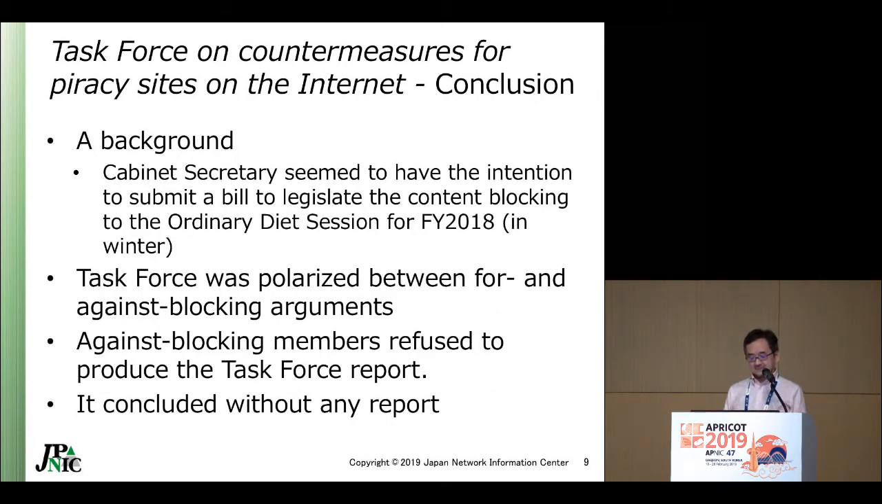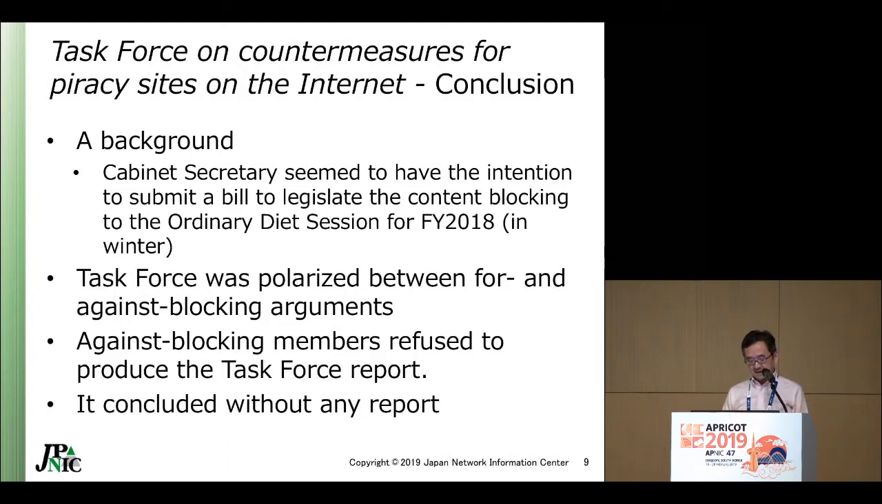Then, the conclusion. Actually, that task force was, I would rather say, a little bit biased. As it was kicked off by the cabinet's decision, the Cabinet Secretary seems to have had the intention to submit a bill to legislate content blocking to the ordinary Diet session of the financial year 2018. So the conclusion was predetermined in this task force. With this background, the task force was really polarized between the for-blocking and against-blocking arguments, so there was no proper, reasonable-level discussion there.